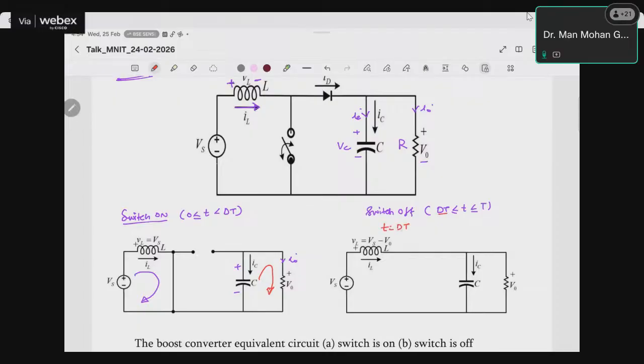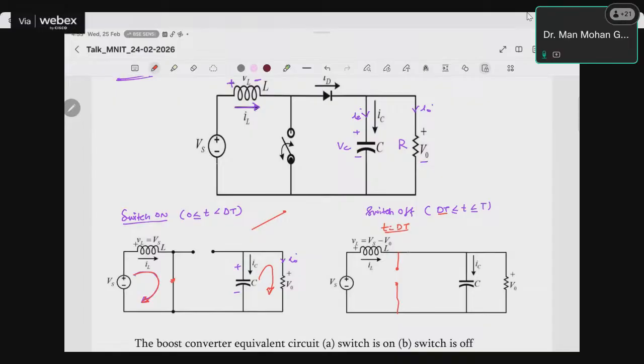Right? So at t equal to DT, this switch is turned off. It's just like we use an IGBT or MOSFET. They are self-commutating devices. As long as we give them the pulse, they are on. As soon as we withdraw the pulse, they become off. So we withdraw the pulse. Now this inductor current was in this direction and was increasing like this. Suddenly this path was interrupted. Because this path is interrupted, the current cannot flow through it.